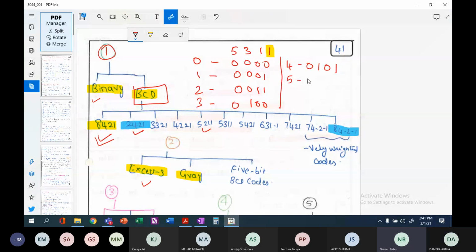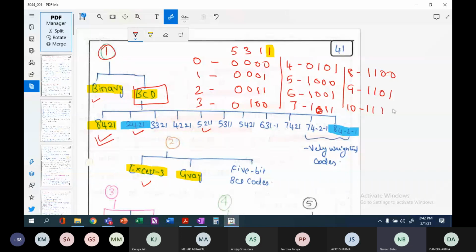So 5 will be coded as 1000. 6 will be coded as 1001, because this will get the highest priority. 7 will be coded as 5, then 3, 1 and 1, so 1011. And 8 will be coded as 1100. 9 will be coded as 1101. And 10 will be coded as 8, 9, 10, all ones, 1111.